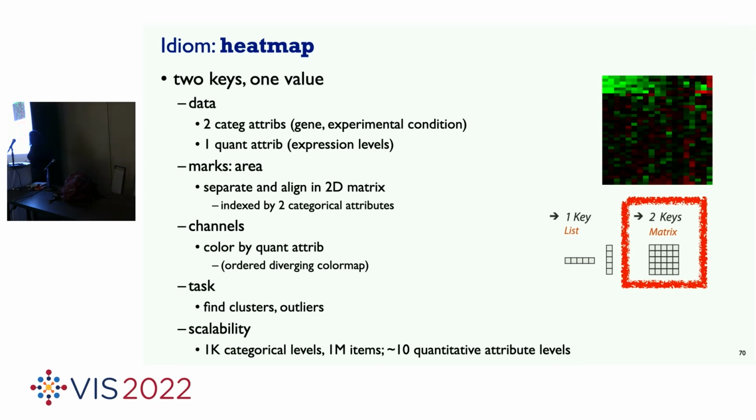What is the scale? So in the limit, let's say again, 1,000 by 1,000 pixels. So you could have maybe 1,000 of these for each of these. So you could have 1,000 genes by 1,000 experimental conditions. That would give you 1 pixel per item. So that's the limit of what you could see. So that's 1,000,000 items. Now, how many attributes could you actually use here?